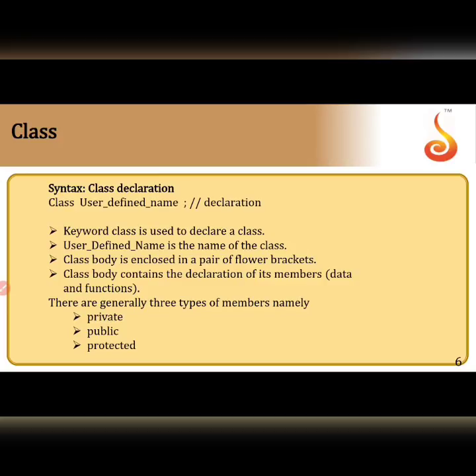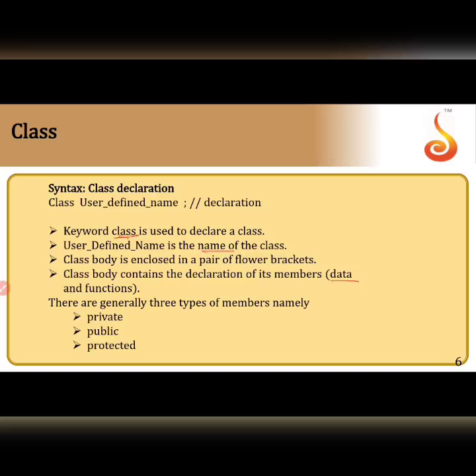So what was the class? Syntax of the class declaration. Class is a keyword which is used to declare a class. Then the user defined name is whatever name you give to your class, and the body of the class is enclosed in curly braces. Then the class body contains the declaration of its member functions and data members. Then it has three access specifiers for the members of the class. When I say class member, it includes both the data members and the member functions. They fall in either private, public or protected category.